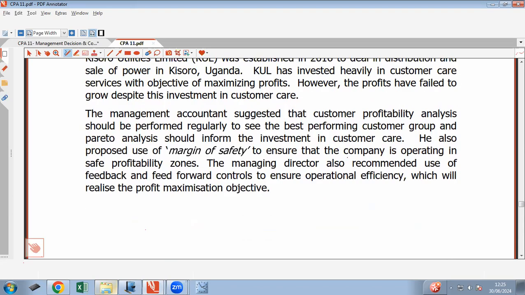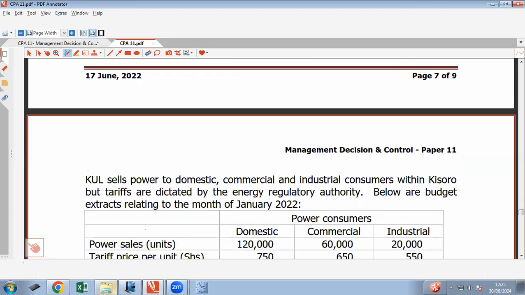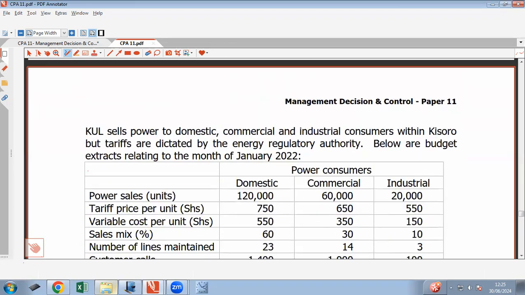The management accountant suggested that the customer profitability analysis should be performed regularly to see the best performing customer group, and the Pareto analysis should inform the investment in customer care. He also proposed use of margin of safety to ensure that the company is operating in a profitable zone. The managing director also recommended use of feedback and feed forward controls to ensure operational efficiency, which will realize the profit maximization objective. Some of these topics we shall cover later, but we're paying attention to what we have covered or what we are covering.